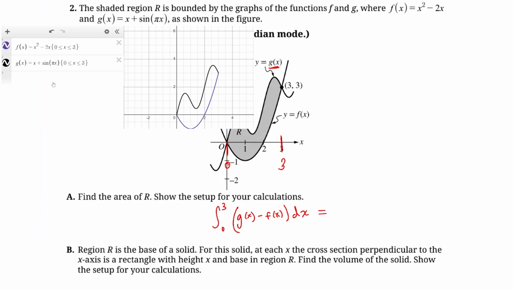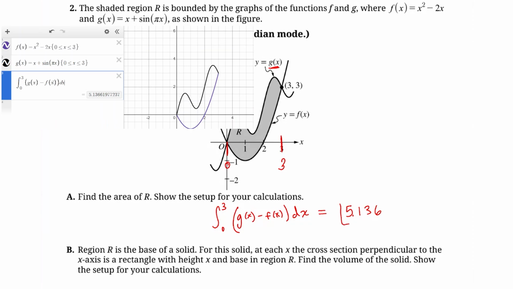Okay, so now let's go ahead and calculate that integral. The integral from 0 to 3 of g of x minus f of x dx, and we get our answer for that one, which is 5.13. I'm going to leave it as 6. If you round it up to 7, that's okay too.